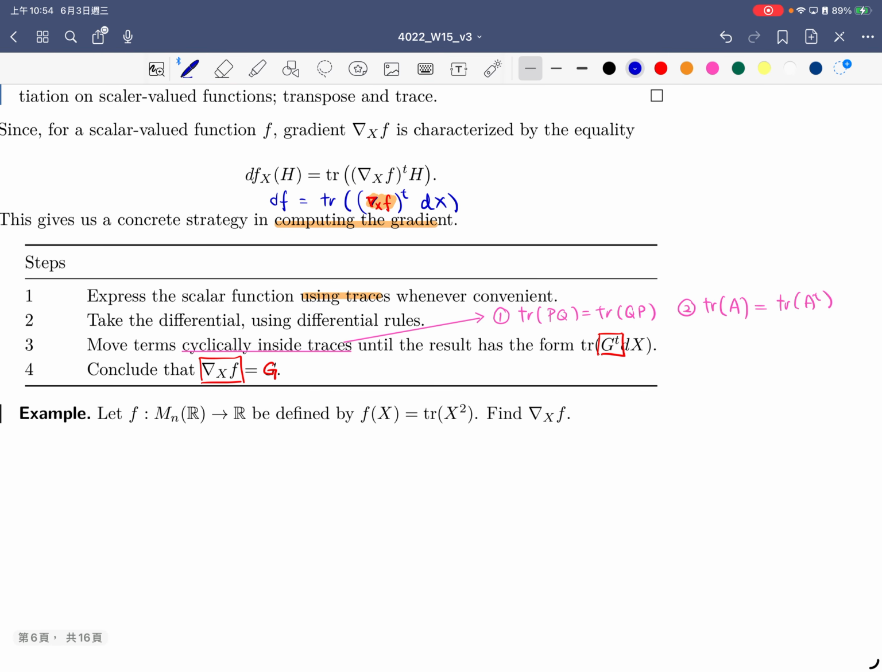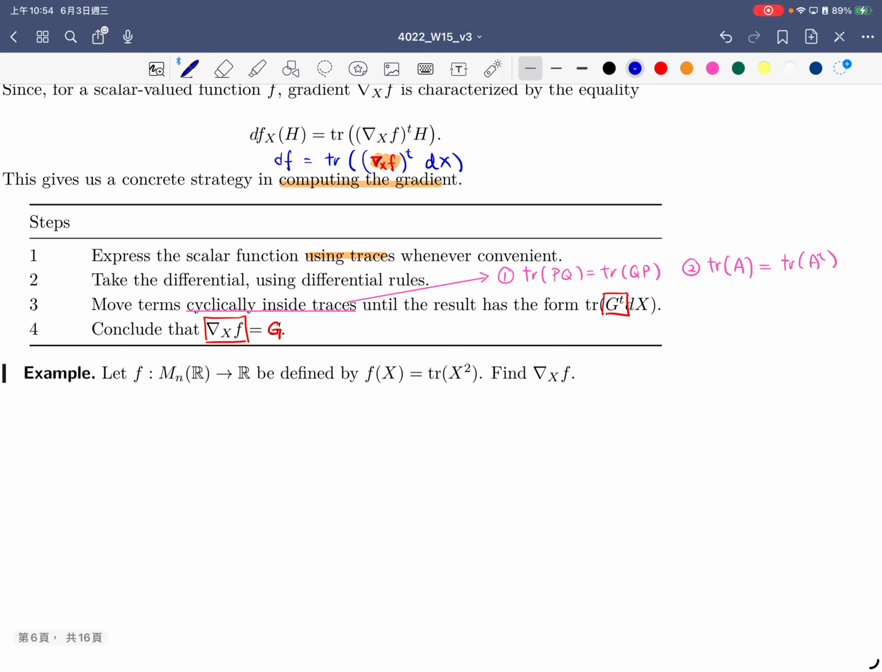Now this is the strategy, okay? Now as we go through that, it seems a bit puzzling. But let me show you a few examples until you get more familiar with what is happening. So let's do our first differentiation, but this time for a matrix-valued, matrix-domain function.